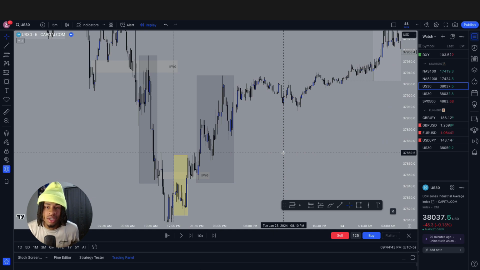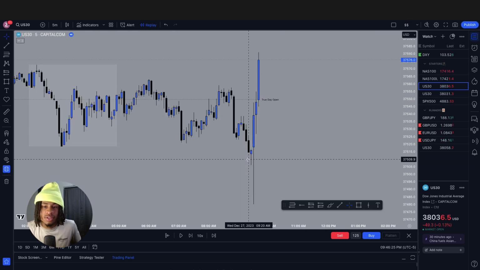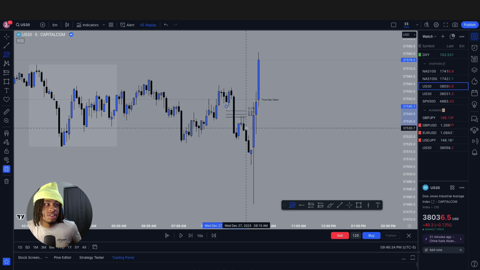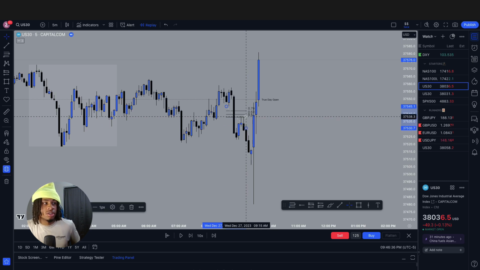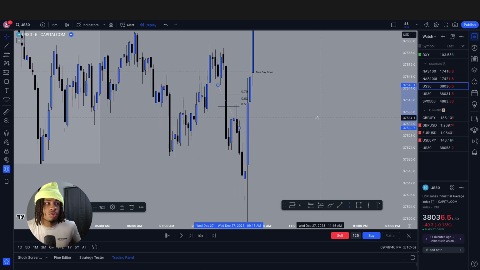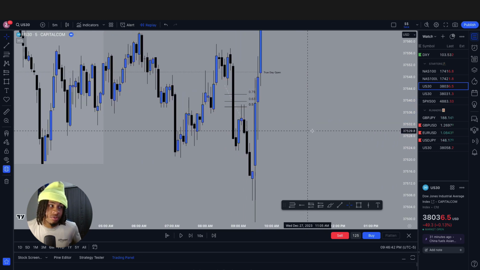So now I want to give you guys some sauce about the consequent encroachment of these gaps. Price is usually respecting the consequent encroachment. Let's get some examples, right? Okay, so this is a perfect example right here. So here we have a SIBI. I'm going to take my fib from the bottom of this bullish candle and put it to the top of this bearish candle. And you can see the equilibrium, the 0.5, the consequent encroachment is perfectly respected.